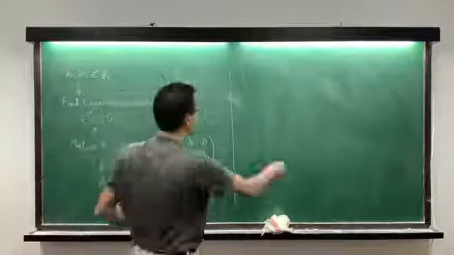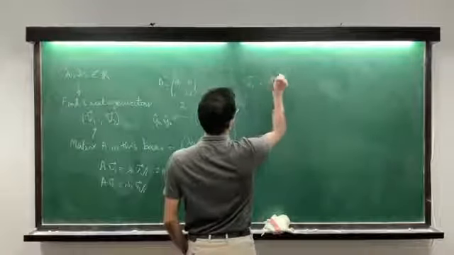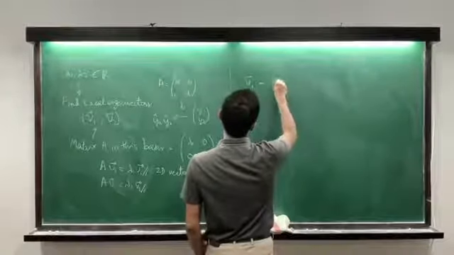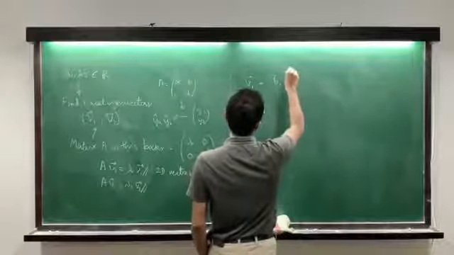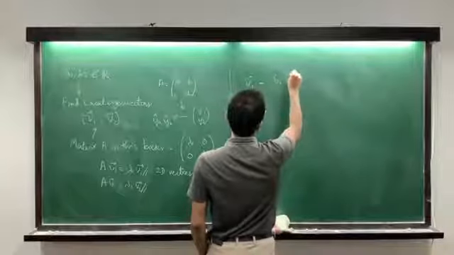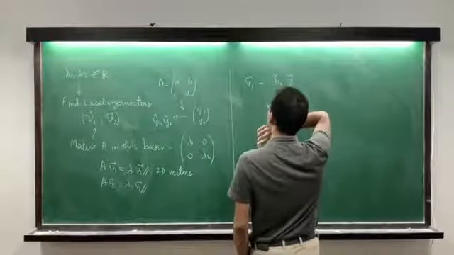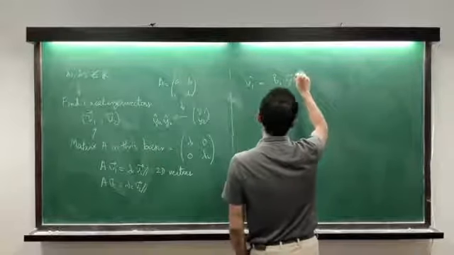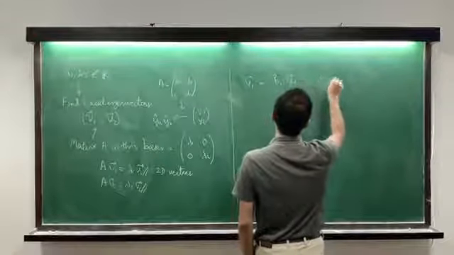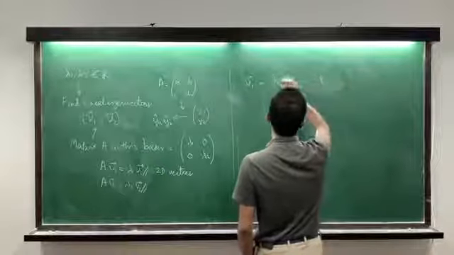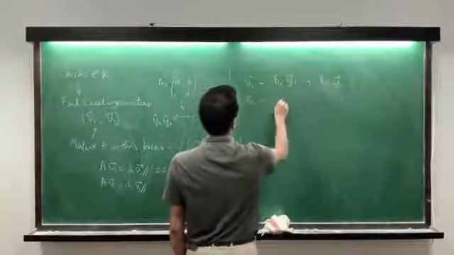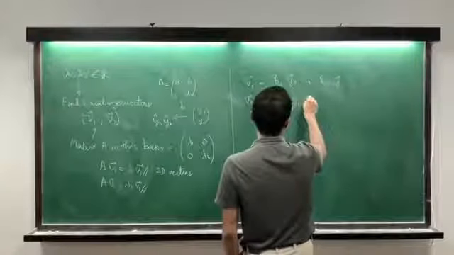So you can write v1 equals b11 y1 bar plus b12 y2 bar, and then v2 will be b21 y1 bar plus b22 y2 bar.